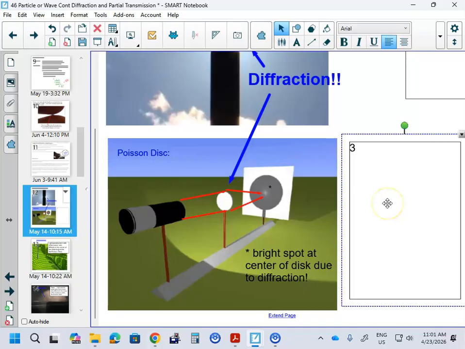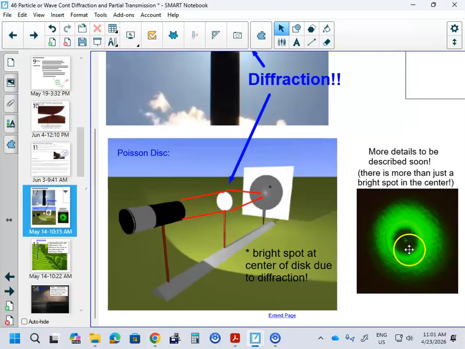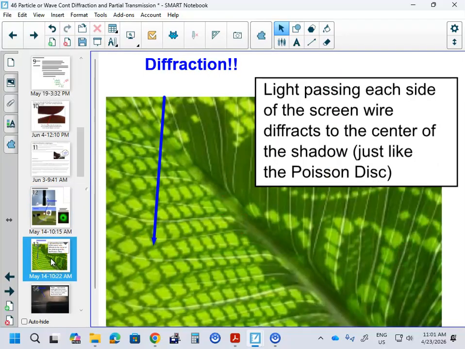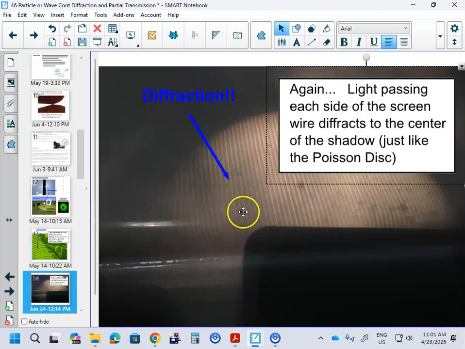It's called Poisson's bright spot or Poisson's disc. So a little dot in the middle is because of diffraction. In shadows from a screen, especially if you have a point source of light, you'll see in the middle of the shadow a little bright section. This is a photo I took. You can see a little faint bright section in the middle there.